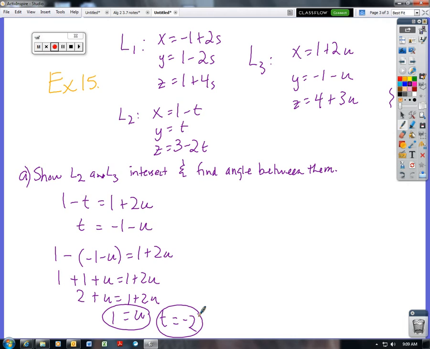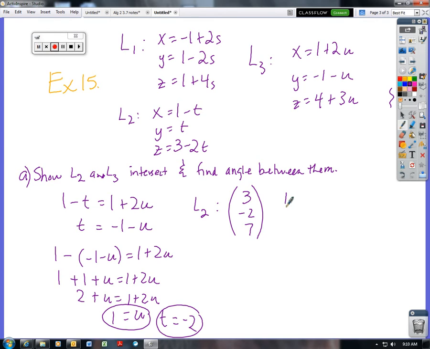Now, we have everything we need, we can show that L2 will be, so I'm going to plug in the u and the t. For x I've got 1 minus t, so that's 1 minus -2, which is 1 plus 2, so that's 3. And then y is t, and z is 3 minus 2 times -2, so that's going to be 3 plus 4, which is 7.